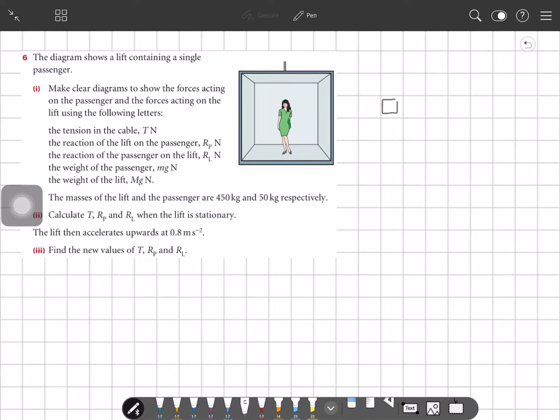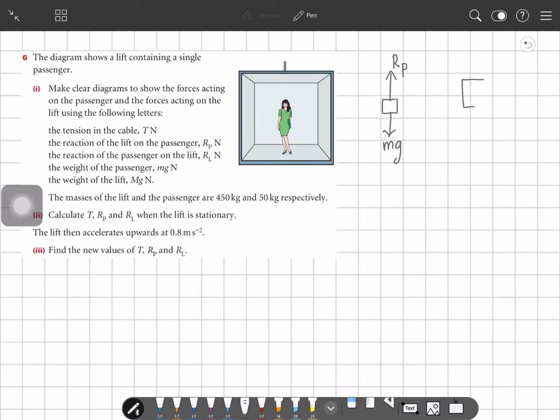So we draw a box over there to represent the passenger. The forces acting on the person are the weight, denoted by mg, and another force, the reaction of the lift on the passenger, denoted by RP. That's only for the forces acting on the passenger.